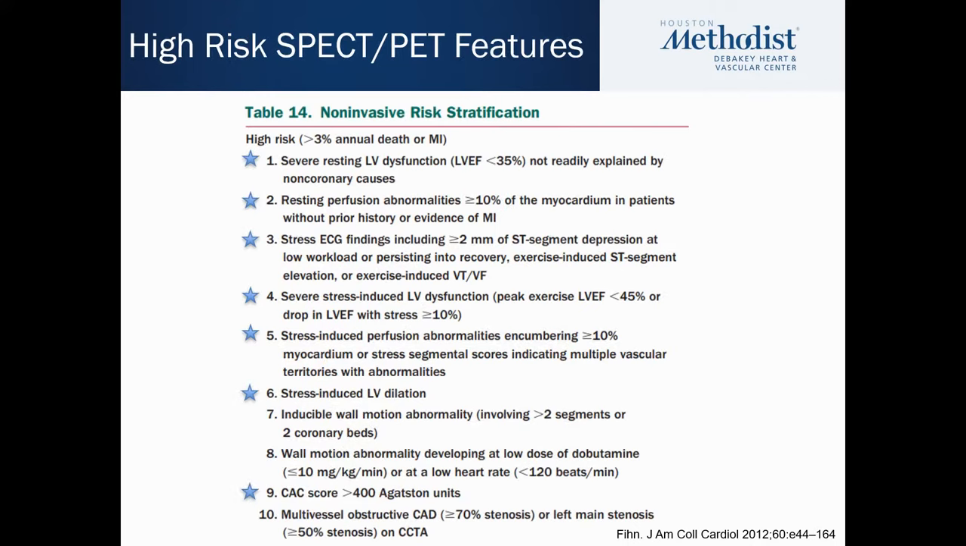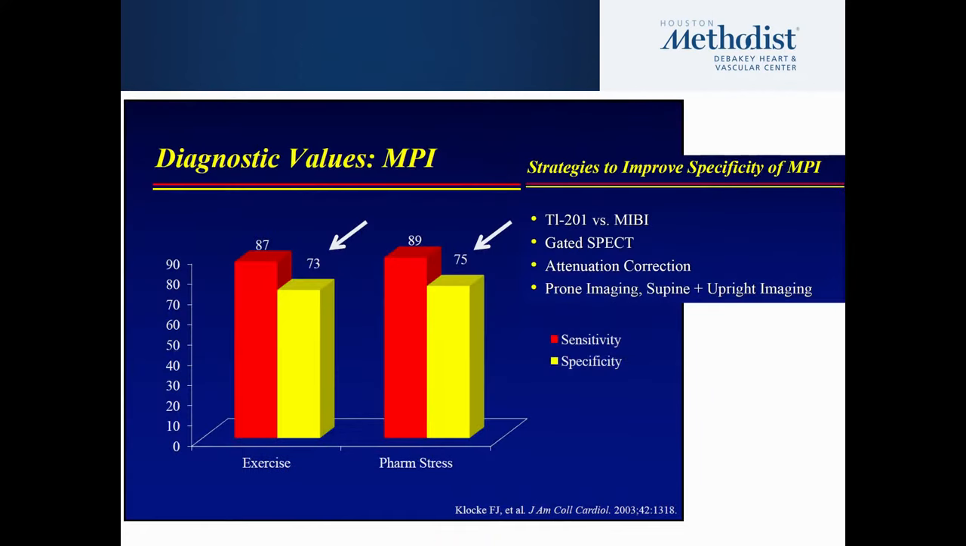There are important risk features of stress and PET that we need to know to identify patients who are at high risk. These are, of course, anybody with low ejection fractions, large ischemic areas greater than 10%, significant ST segment changes on EKG, post-stress stunning or transient ischemic dilation, and patients who have ischemic defects in multiple coronary territories.